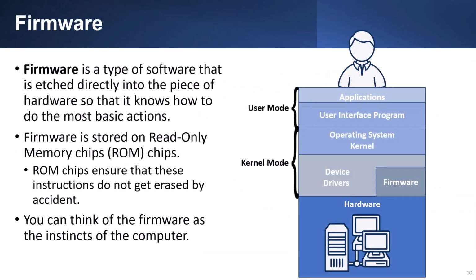Firmware is the type of software that is etched directly into the piece of hardware. It gives you the most basic instructions to the hardware. Firmware is stored on read-only memory chips or ROM chips so they do not get erased by accident. If the firmware instructions are not available, the system will not function. You can think of the firmware as the instincts of the computer, where it provides instructions so it knows how to do the most basic functions.